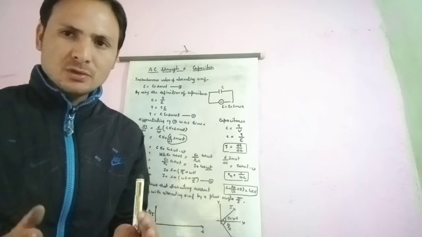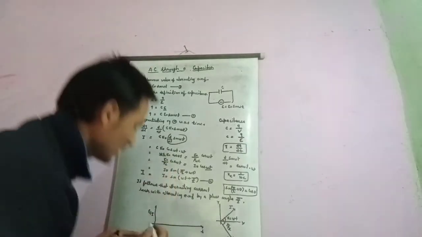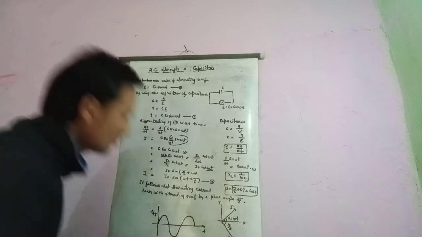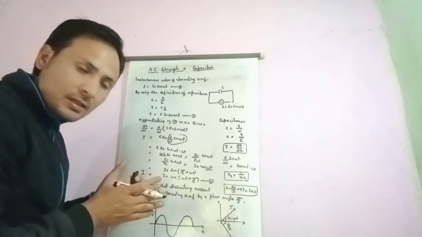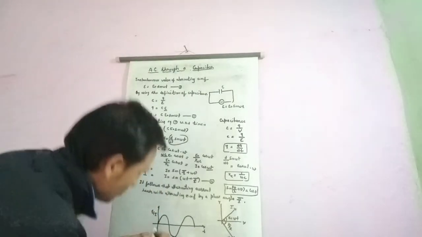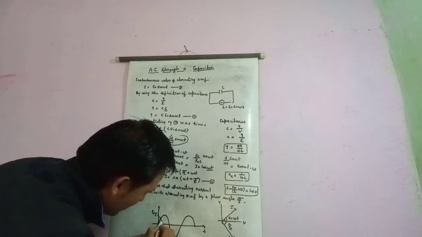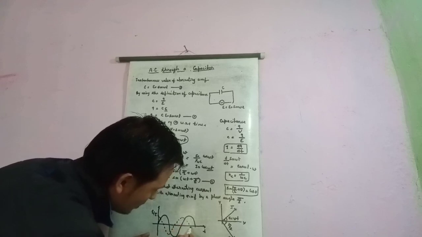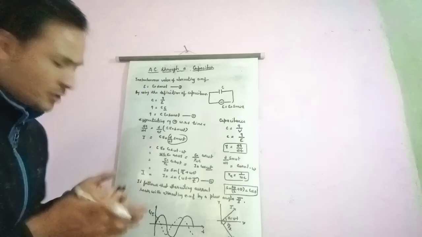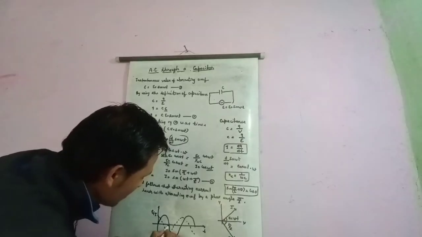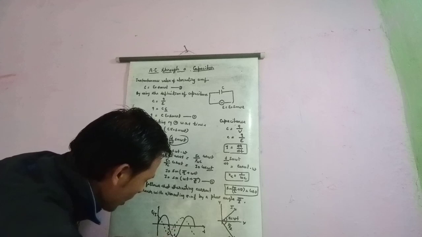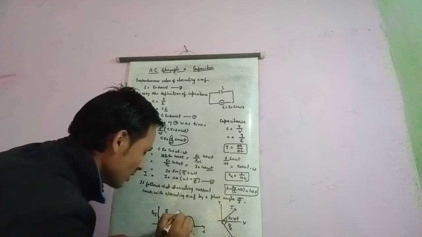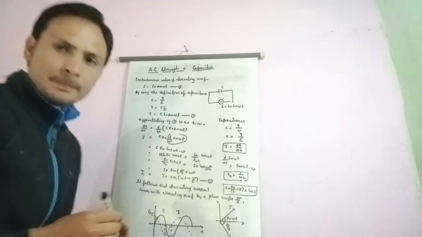At last we will draw its graphical representation. First we will draw the EMF curve. We know that in this curve current leads EMF, so we will draw another graph for alternating current. Now you will observe that our alternating current leads alternating EMF by an angle of pi by 2. This is your EMF and this is your current. Thank you, students.